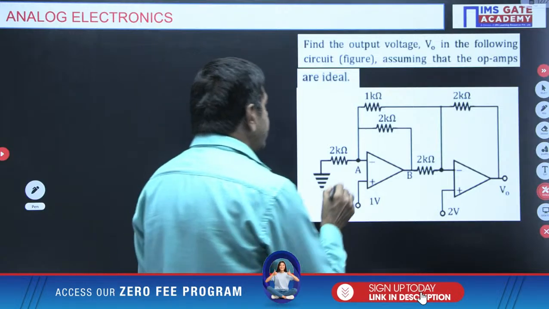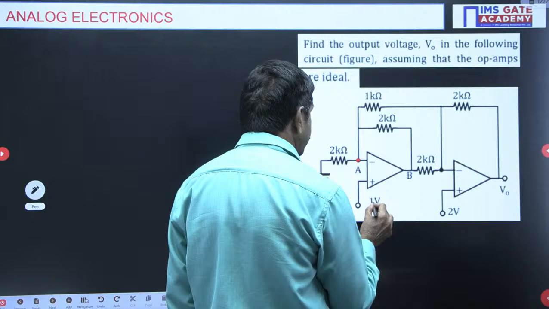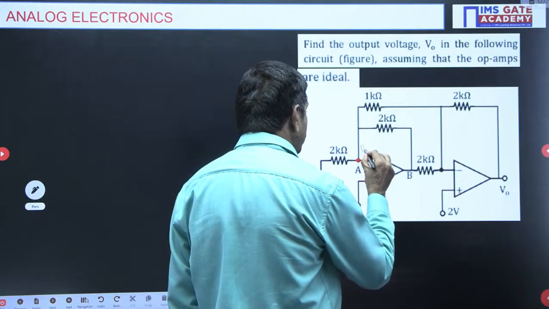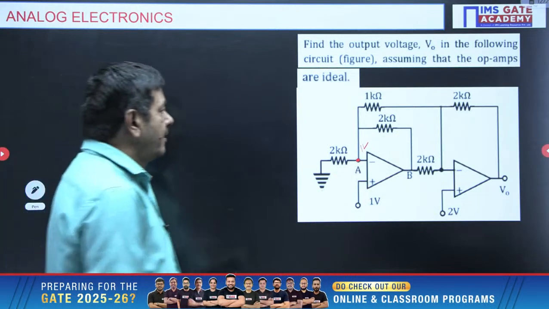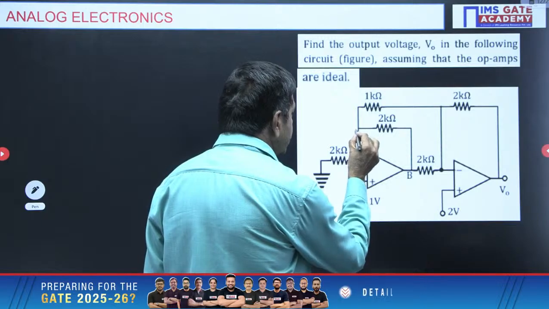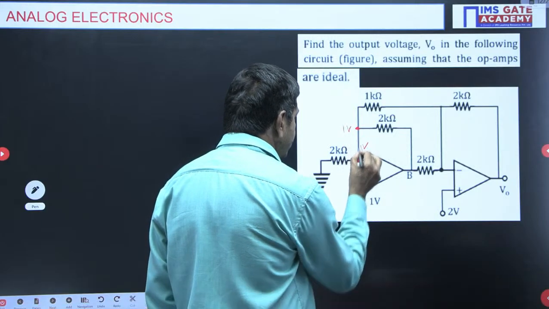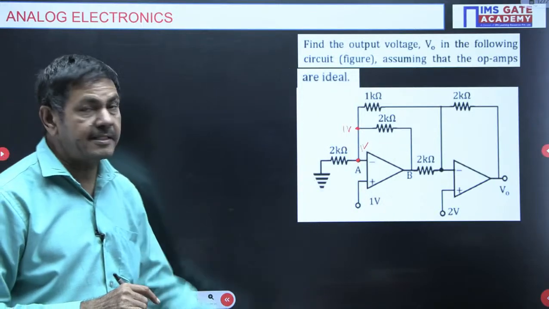This voltage is nothing but VA. This potential is 1 volt, because of the same 1 volt you got. The same 1 volt means V plus and V minus are the same. This is also 1 volt. VA is nothing but 1 volt. If it is 1 volt at the same node, this point and this point you can combine. We can combine them and make it a single point.